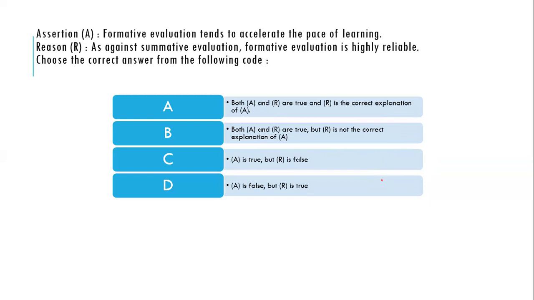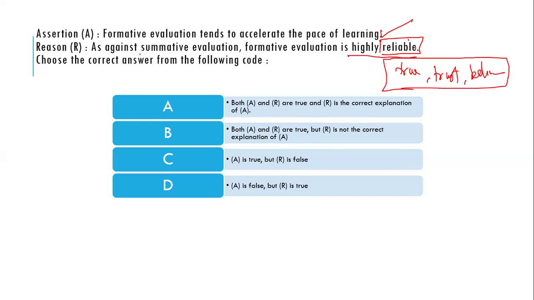Yes, true. Formative evaluation happens during the course, and students are assisted. The teacher can change their plan based on students' feedback and learning outcomes. So it is true. As against summative evaluation, formative evaluation is highly reliable. Compared to summative evaluation, is formative evaluation highly reliable? Reliable here means true, trust or believe. So yes, it is reliable.